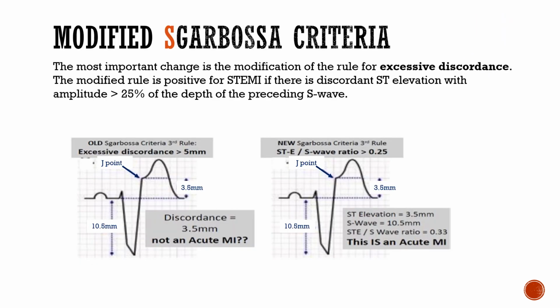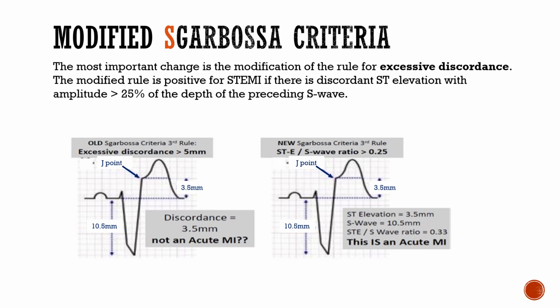But then came the modified Sgarbossa criteria. Now, the biggest change is related to the rule for excessive discordance. The modified rule is positive for STEMI if there is discordant ST elevation with amplitude greater than 25% of the depth of the preceding S wave.